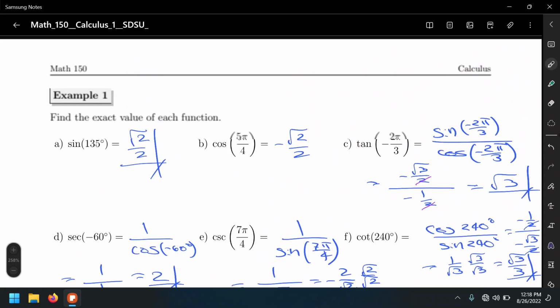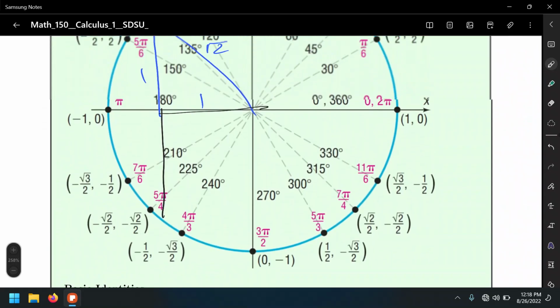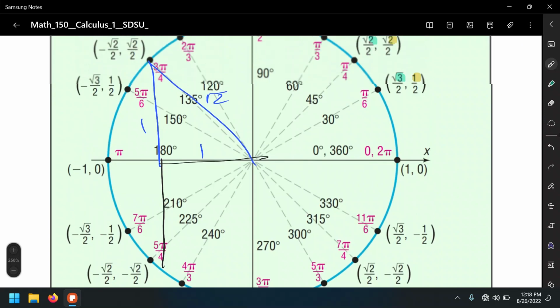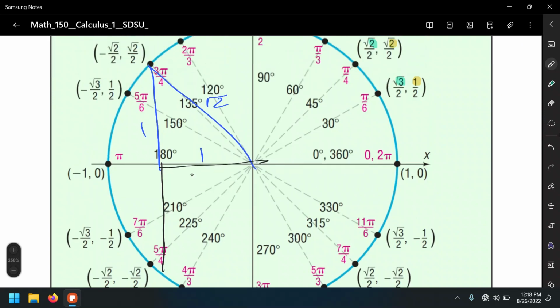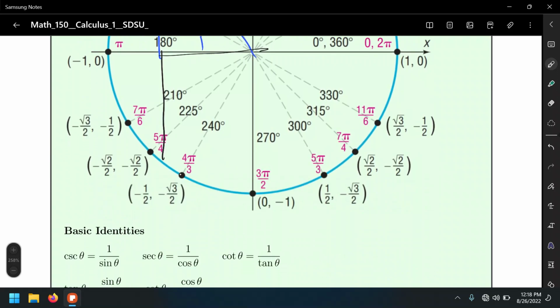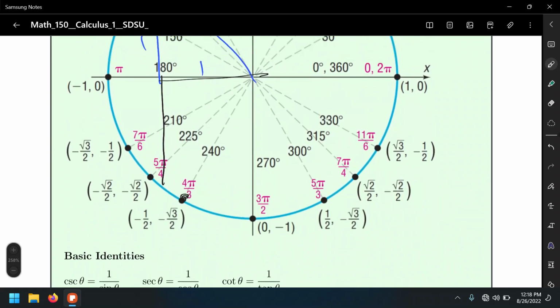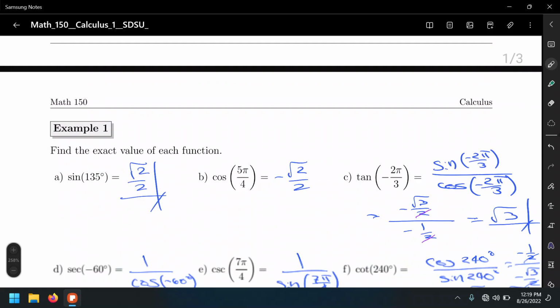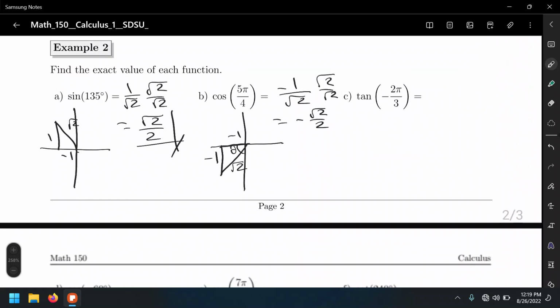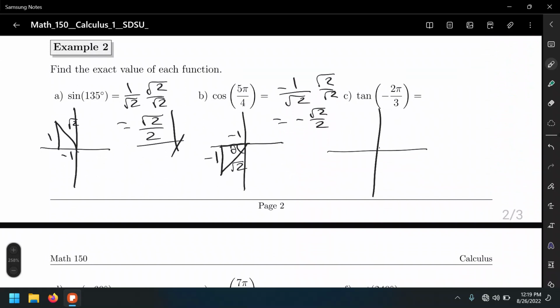So -2 pi over 3 is... 2 pi over 3 would be here. -2 pi over 3, if we go in this direction, would be this one right there. So that's going to be the triangle with -1, negative root of 3, and 2. So let's construct that triangle here in our exercise: -1, negative root of 3, and 2.